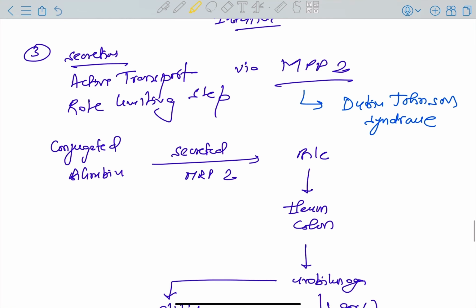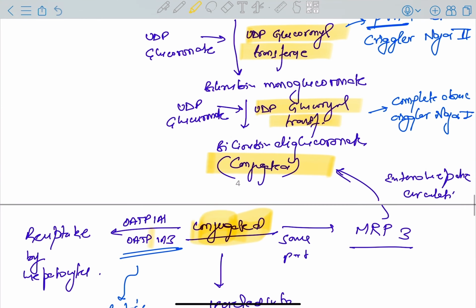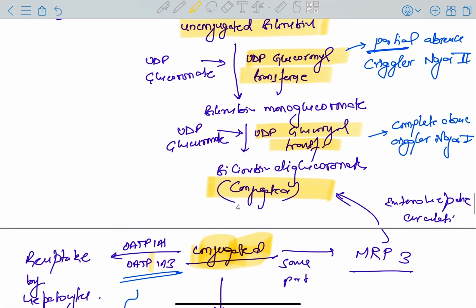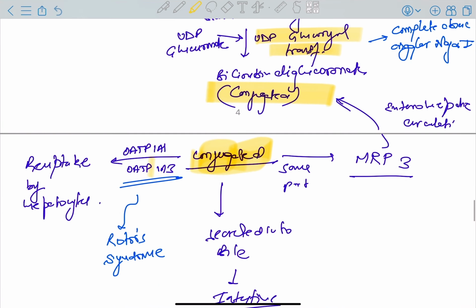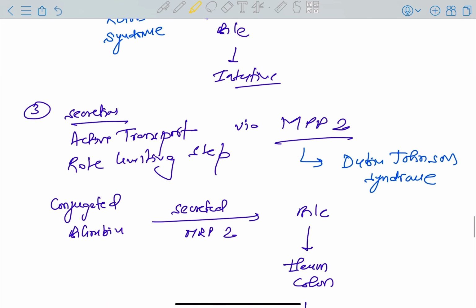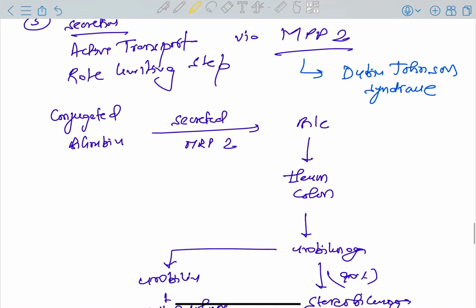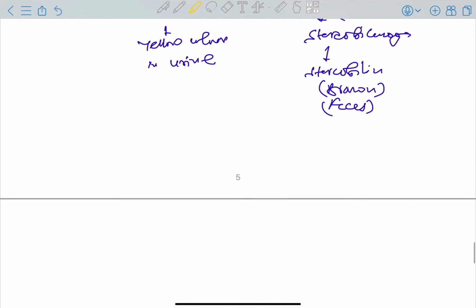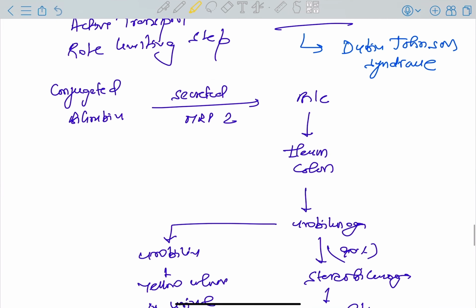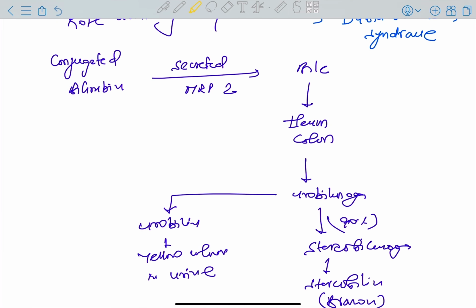If there is a complete absence of UDP glucuronide transferase, it occurs the Crigler-Najjar 1 syndrome, and if there is a partial absence, it occurs the Crigler-Najjar 2 syndrome है. अगर यहाँ पे organic anion transport protein 1A1 या 1A3 का absence है, we have the Rotor syndrome, और अगर multi-drug resistant protein 2 का absence है, we have the Dubin-Johnson syndrome. So thank you. This was all about the bilirubin metabolism. Thank you very much.